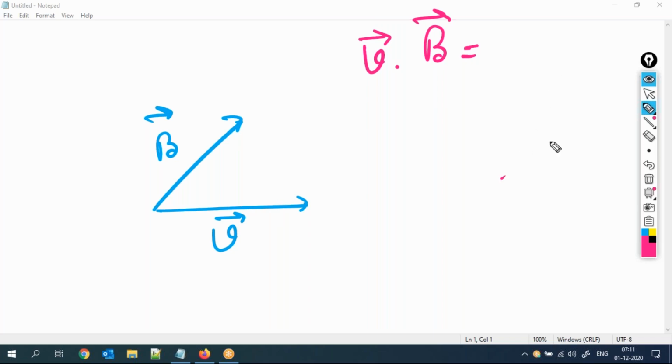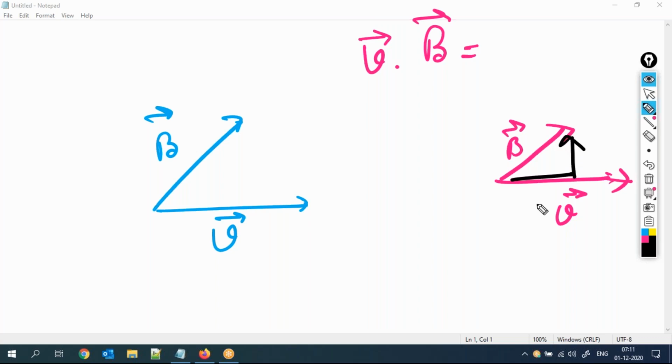This is the dot product, so it has to be directionless. So this is B, this is V, and we have to draw like this, right? And this will be V cos theta, right?